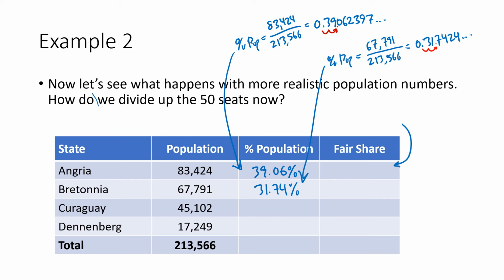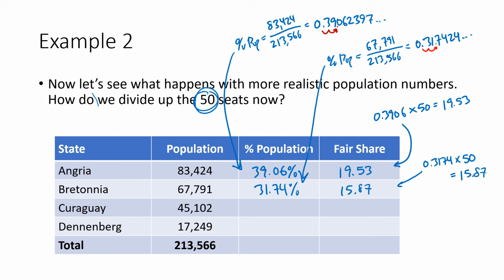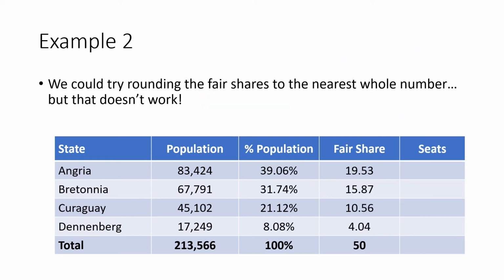And now to figure out the fair shares, again, just like we did in the previous example, I'm going to take that percentage. So for state A, that's 0.3906, and multiply it by the total number of seats, which is 50. And that's going to work out to be 19.53. So that's the fair share for A. And then for B, same idea, take that decimal, 0.3174, multiply by the total number of seats, which is 50. That's going to work out to be 15.87. So that's the fair share for B. And I do the same thing for C and D. So here's how that works out.